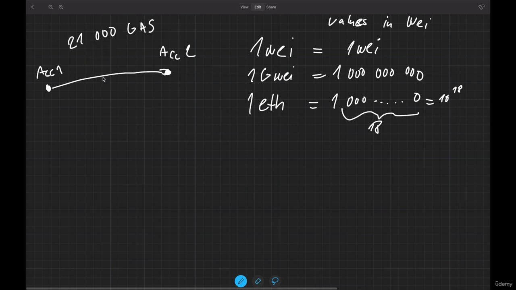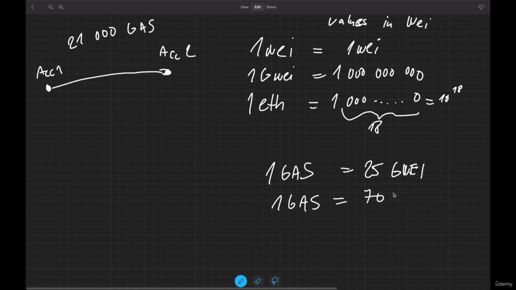It usually depends on the traffic on the Ethereum network. If there is huge traffic, a lot of transactions, of course the gas price is higher. If there is low traffic, the gas price is smaller. So usually the price for one gas, when it's smaller traffic, can be 25 Gwei. For one gas, when it's huge traffic, it can be 70 Gwei and more.